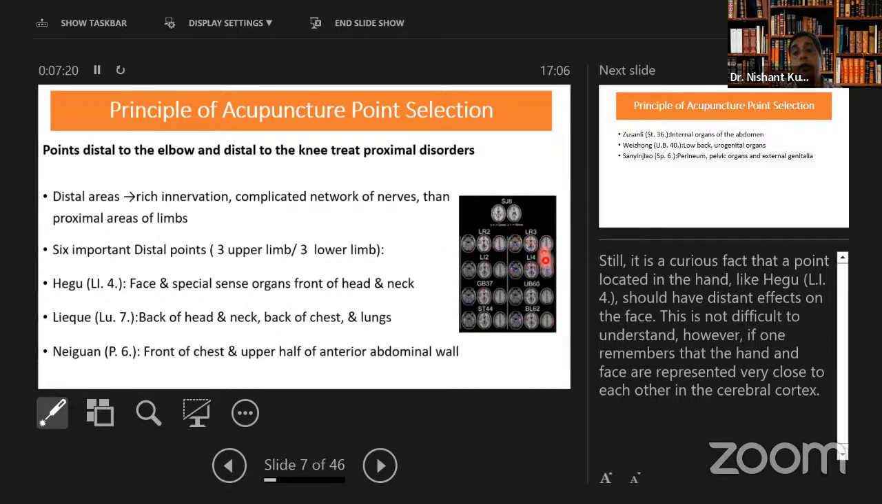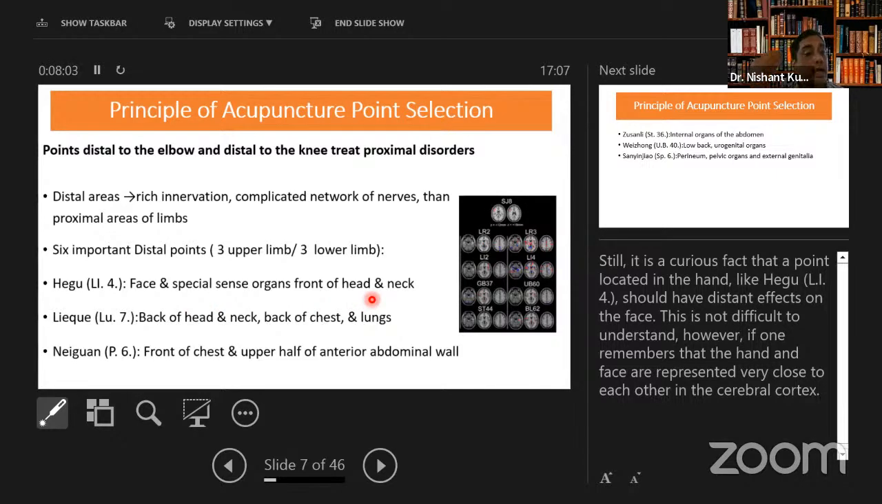If you see this diagram, this is a fMRI of a patient in which when you have stimulated LI4, there was an increase in the circulation in the facial area on the brain cortex. तो cerebral cortex में face कहाँ पता है आपको, है ना? Parietal cortex में किस area में, you know. So when we are stimulating LI4, there was some stimulation and increase in the circulation in the cerebral cortex in a fMRI patient. So it has been demonstrated and evidence is there. Okay, so face and special sense organs of front of head and neck. That is why LI4 हम headache के लिए बोलते हैं.